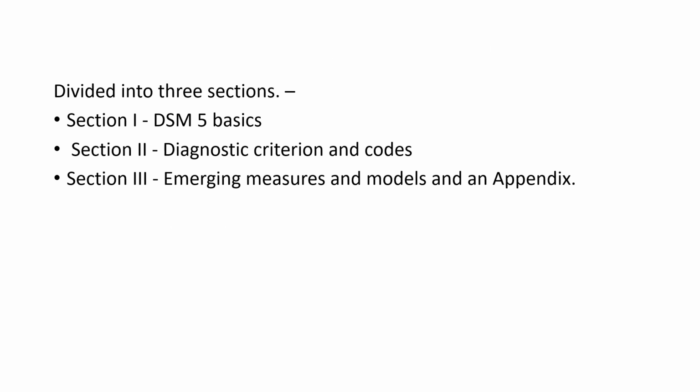Now they are divided into subsections. DSM-5 is divided into a further 3 sections. In Section 1 we cover the DSM-5 basics. Section 2 covers diagnostic criteria and codes, and Section 3 is for the emerging measures and models and has the appendix.